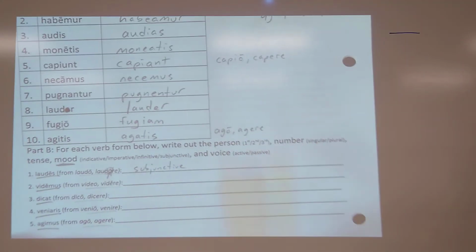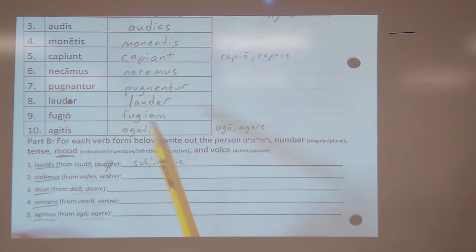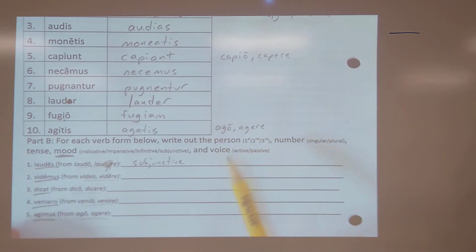And the other characteristics you can tell, just look back at the last video. It ends in S, so second person singular. These are all going to be present tense because that's the only one we know so far for the subjunctive.